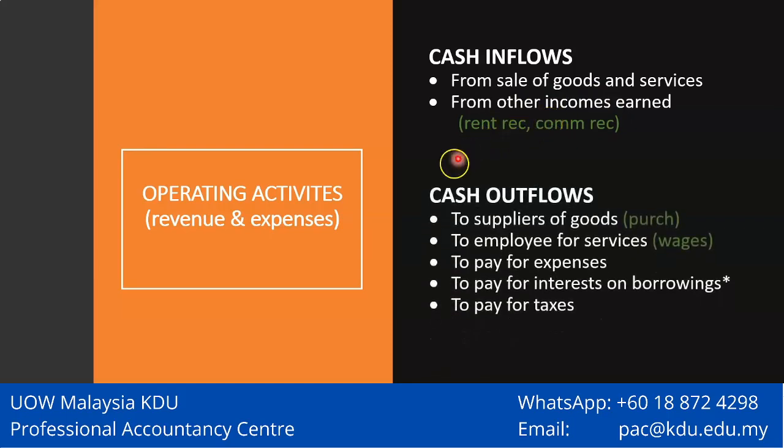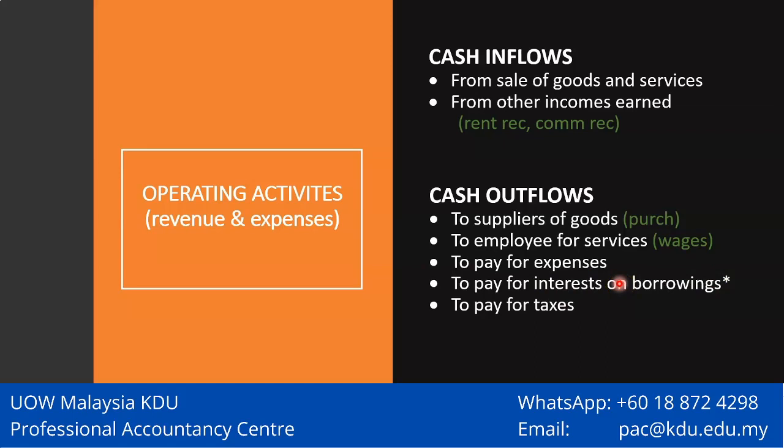Then, sources of outflows under this section: make payment to suppliers, so either for purchases or if you buy on credit, then it will be payment to your payables, paying your salaries and wages to the staff, paying for other expenses from rent to electricity to stationery. Now, you could, if you wish, include payment for interest on borrowings or loans, but I put an asterisk here because normally I prefer to put this under financing activity.